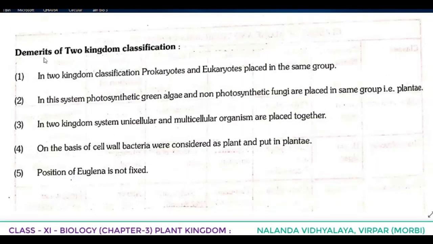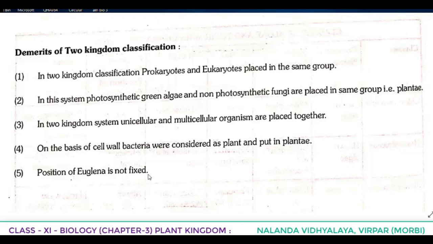Now, demerits of two kingdom classification. In two kingdom classification, prokaryotes and eukaryotes are placed in the same group. In this system, photosynthetic green algae and non-photosynthetic fungi are placed in the same group, that is plantae. Unicellular and multicellular organisms are placed together. On the basis of cell wall, bacteria were considered plants and put in plantae. Position of euglena is not fixed. So all these demerits of two kingdom classification are there.